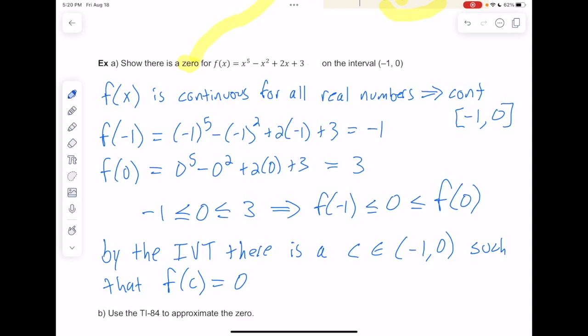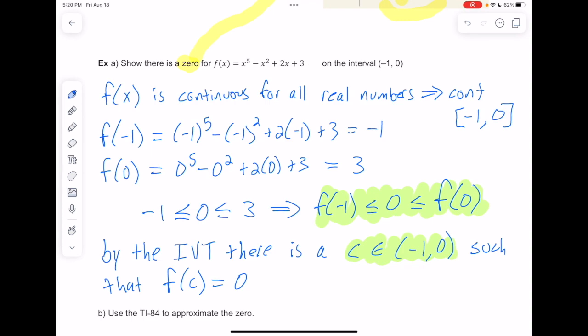We showed that we had a continuous function. We showed that 0, which is the value they wanted us to prove the function takes on between -1 and 0, lies in between the heights at the two endpoints of the interval in question. And then by the intermediate value theorem, we could say there has to be some number somewhere in the middle of that interval such that f of c equals 0.